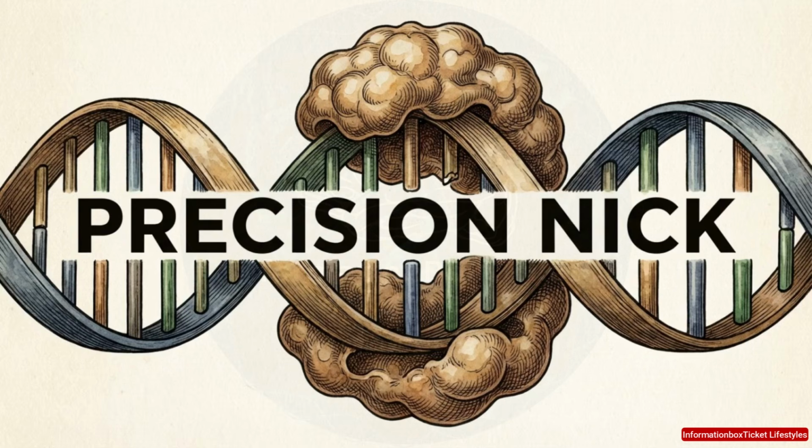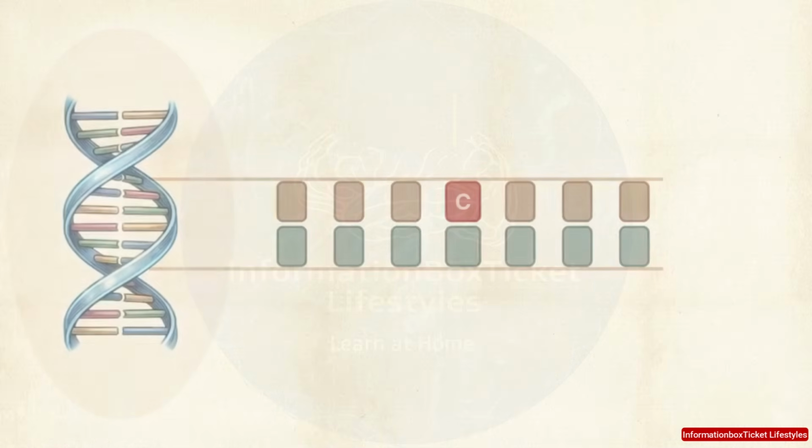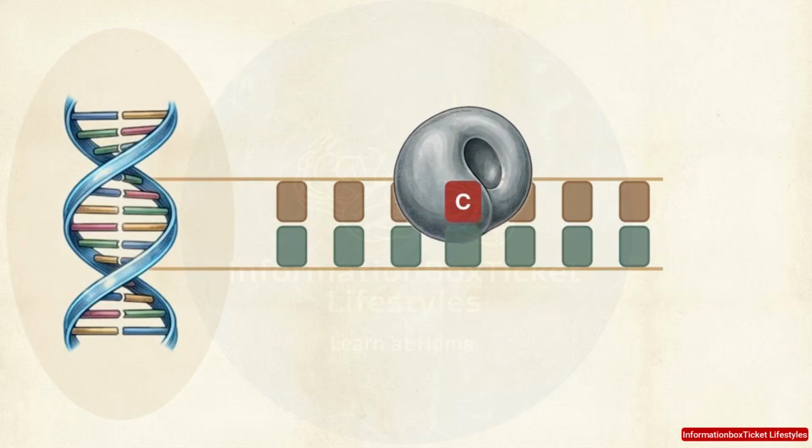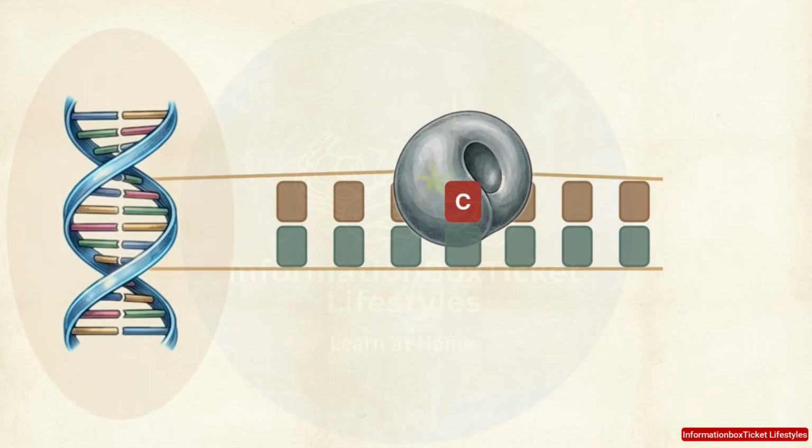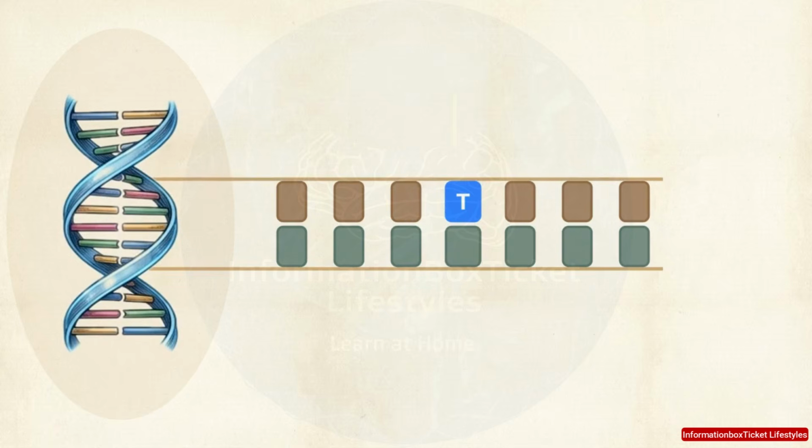Researchers engineered a modified Cas protein that no longer severs the entire helix. Instead, it creates a tiny single-stranded nick on just one side of the DNA. With only a gentle nick, the system can chemically convert one specific DNA letter directly into another, like swapping a C for a T, while the surrounding structure stays completely intact.